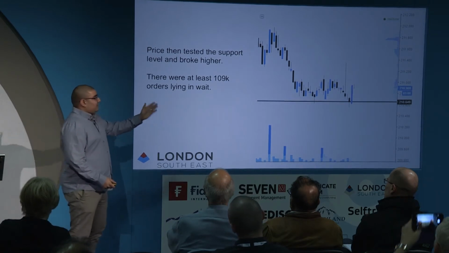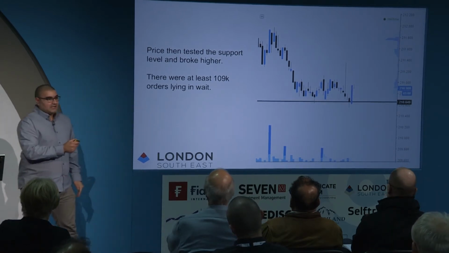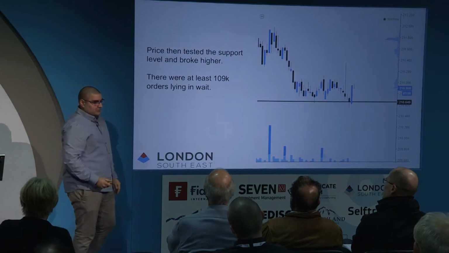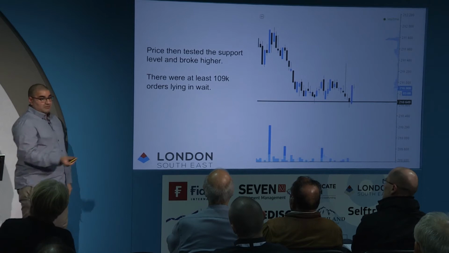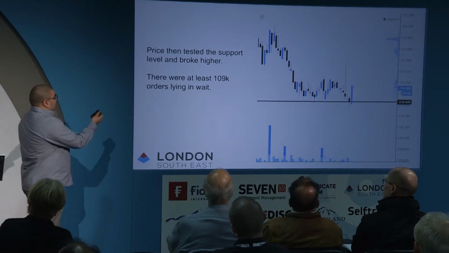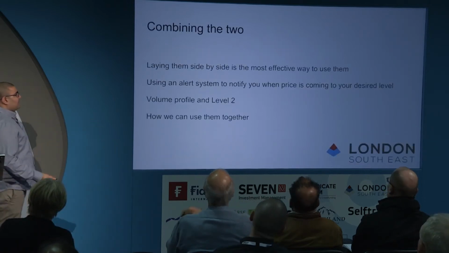But what specifically happened, it hit that level and it bounced instantly higher because we had 70,000 contracts trading there, and a lot of people who trade like me looking to see whether that level will be respected or not. Okay? So, moving on, how do we combine the two?